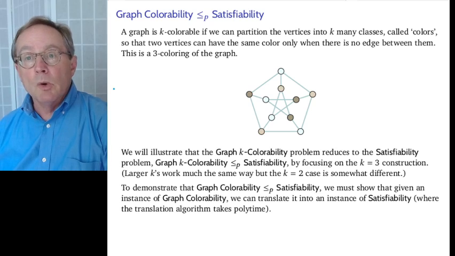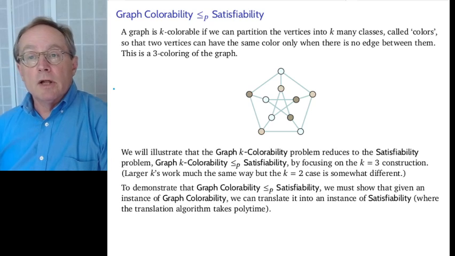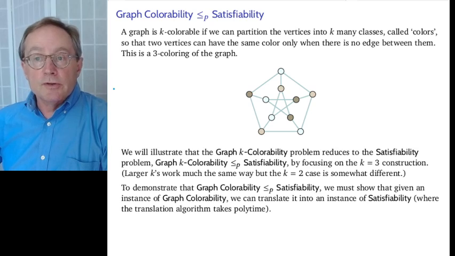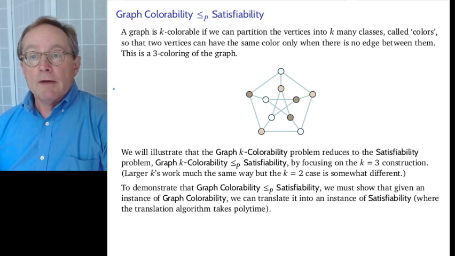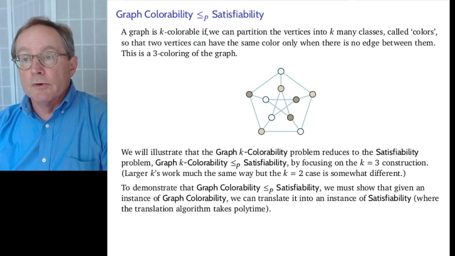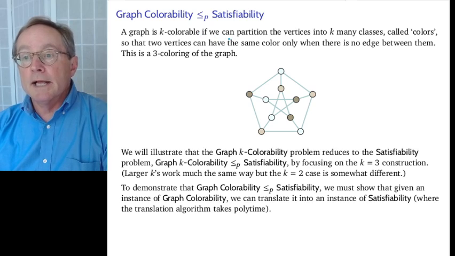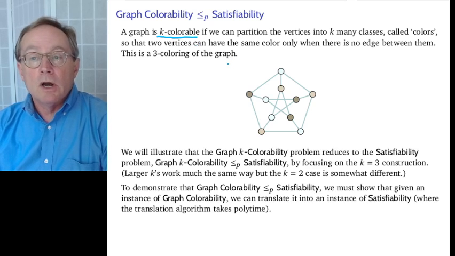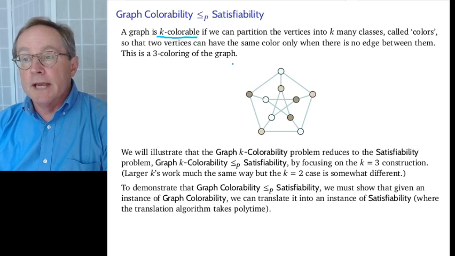Okay, well, we want to do 2 more. So the first one is graph colorability polytime reduces to satisfiability. Just to remember, a graph is called k-colorable if you can split the vertices into k many classes. They're traditionally called colors, so that 2 vertices have the same color only when there's no edge between them.